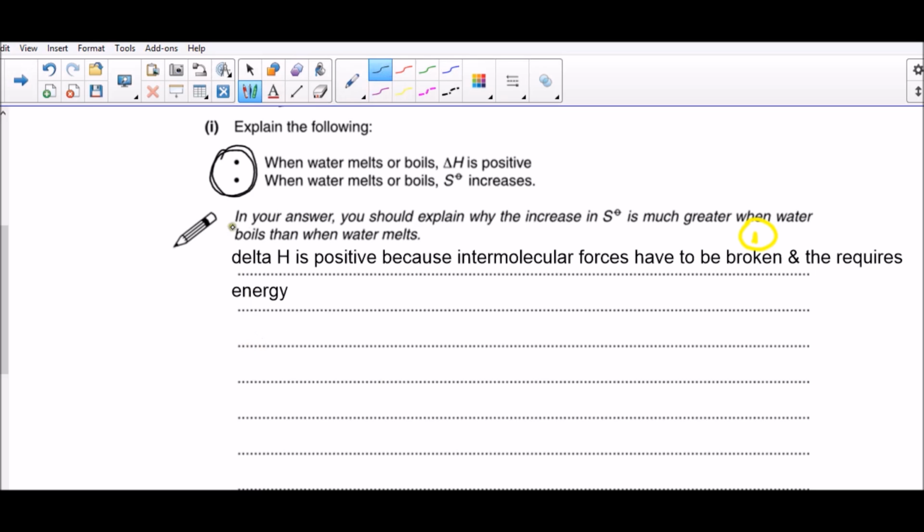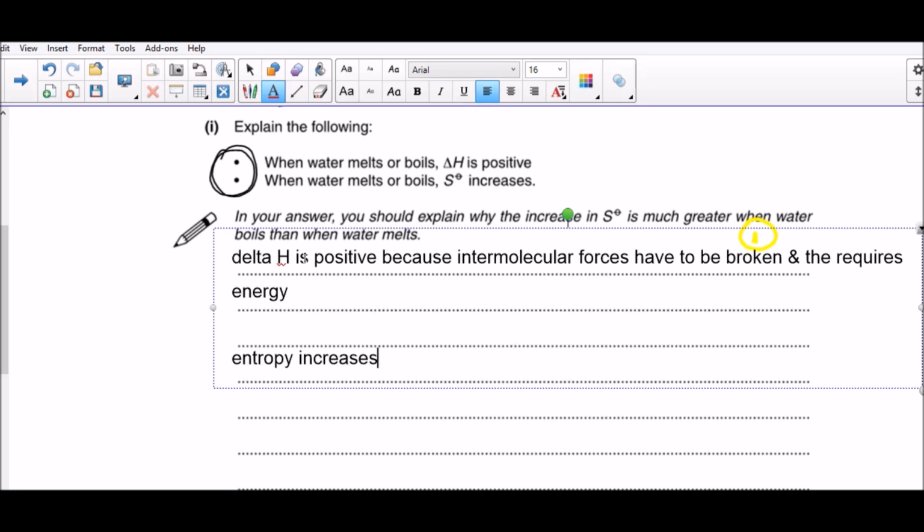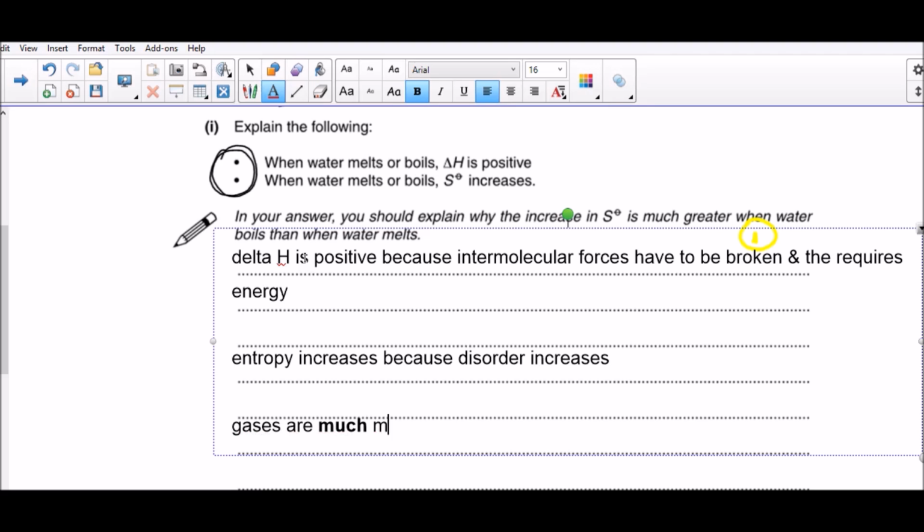Second bullet point, we've got: when water melts or boils, S increases, so entropy increases because disorder increases. So that's going to be our second mark, and we need to say gases are much more disordered.